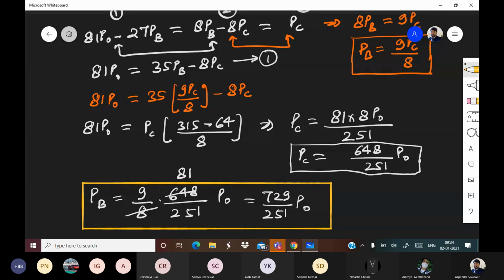Yash is asking some questions. Sir, can't we make it 81 P naught is equal to 35 PB is equal to 9 PC? No, we cannot. We cannot. Okay. That's what I mentioned in the beginning also, when I started talking about calculations.